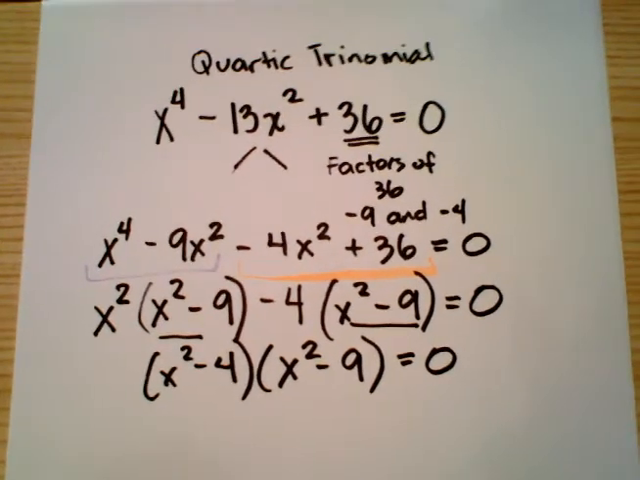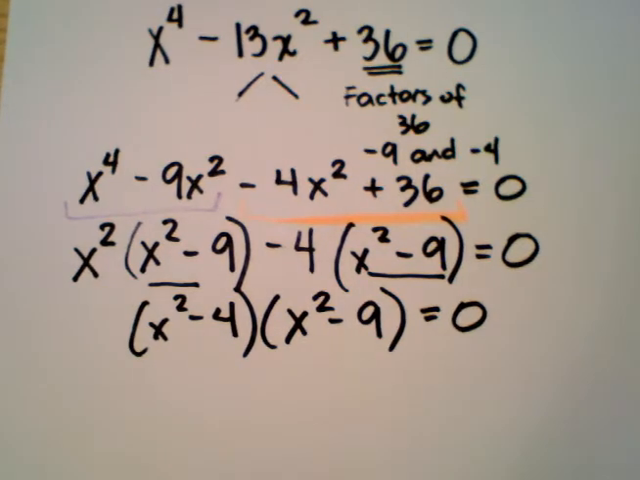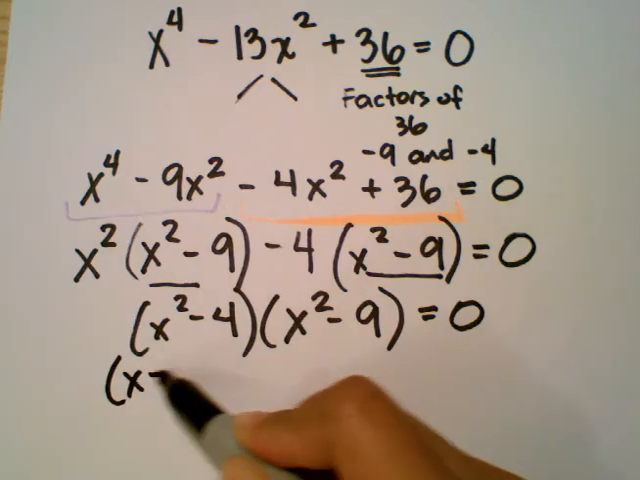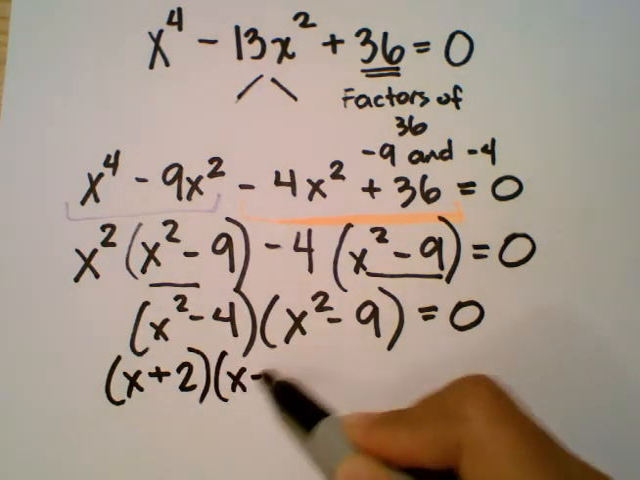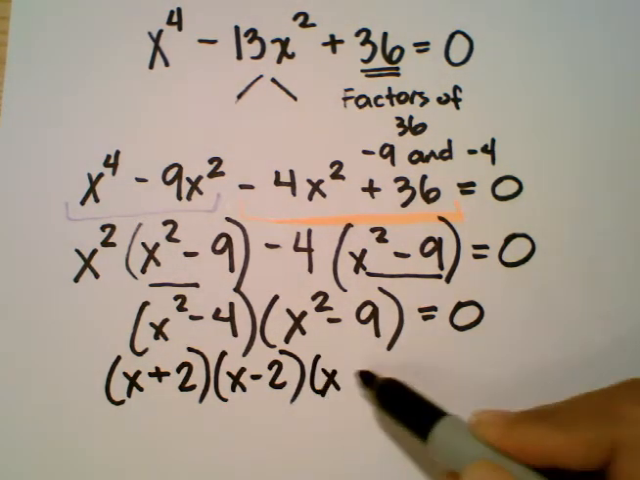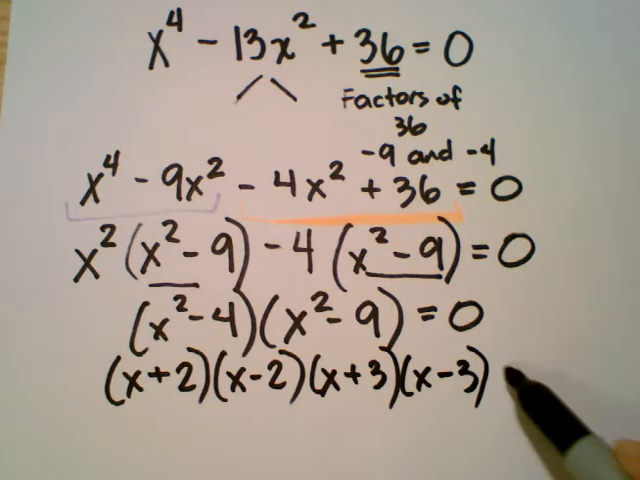I'll go to the next page here. So I'll factor that a whole lot more by taking x squared minus 4. That's the difference of 2 squares, and that's x plus 2 times x minus 2. And then x squared minus 9 is x plus 3 times x minus 3.